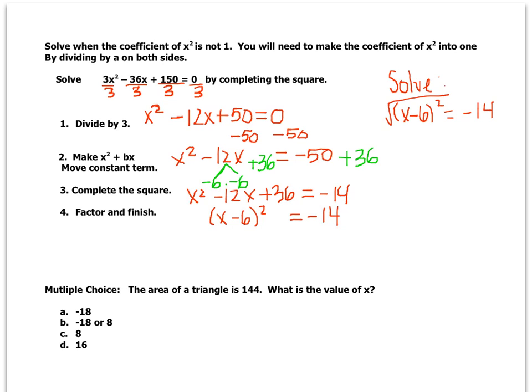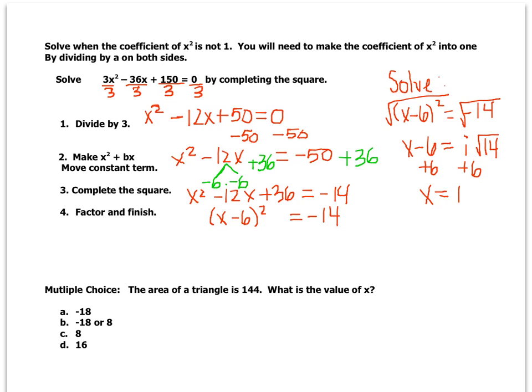To solve it, I take the square root of both sides. Oh, I'm taking the square root of a negative. I'm going to have an i. So I have x minus 6 equals i times the square root of 14. There are no perfect squares that go into 14, so it needs to stay as the square root of 14. But x is alone, so I need to add 6 to move that 6 to the other side.